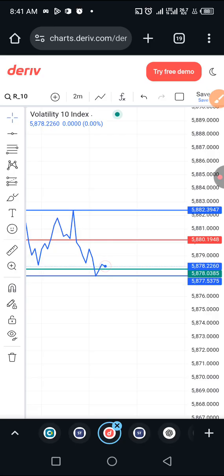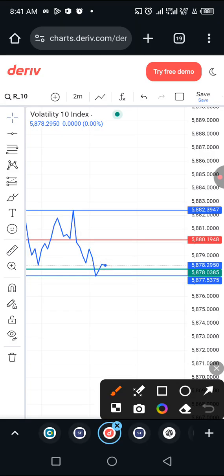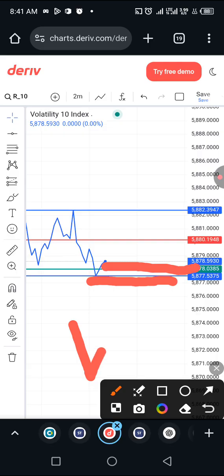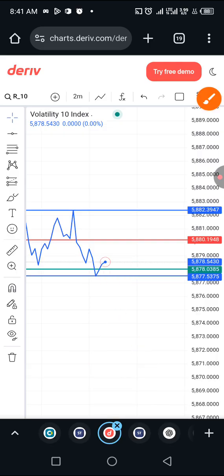Okay, so what made me sell is the fact that it breaks this low here. This is the lowest low, and it retests back to my point of interest. So we believe that after a low, then a retest, we expect a low. So that's what I did there.